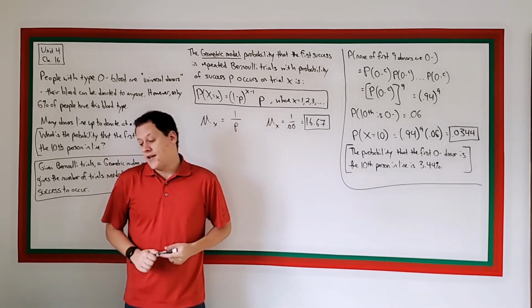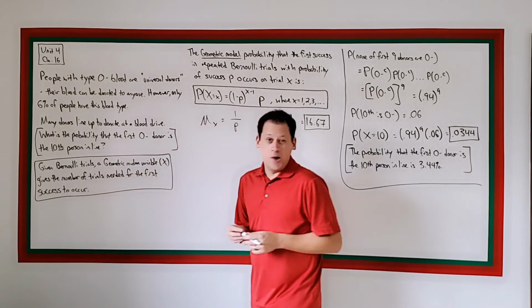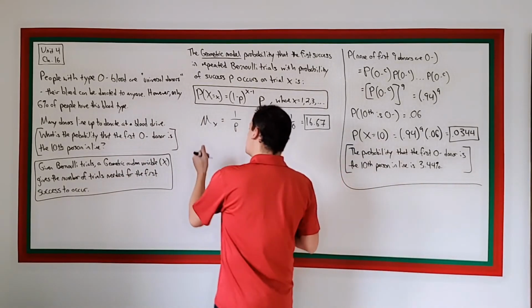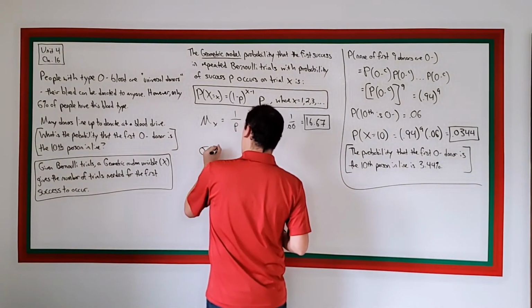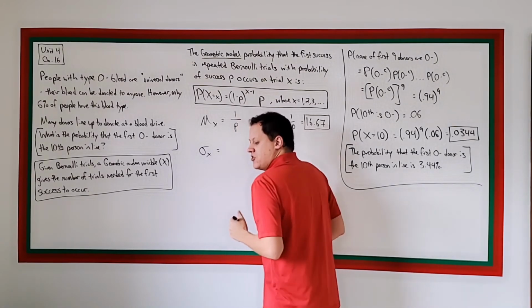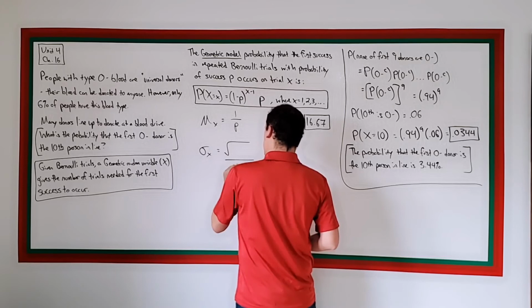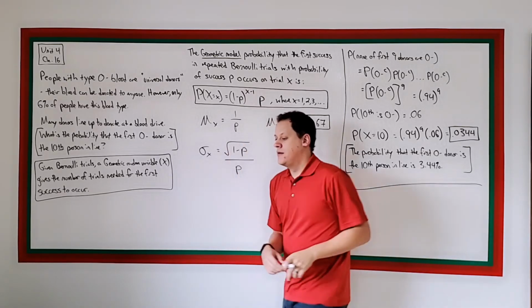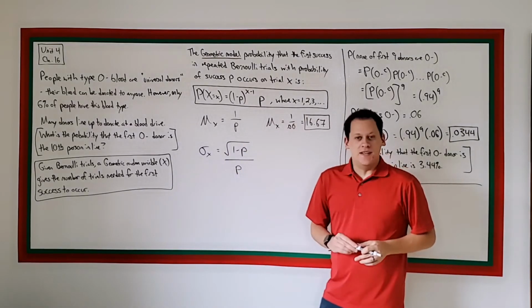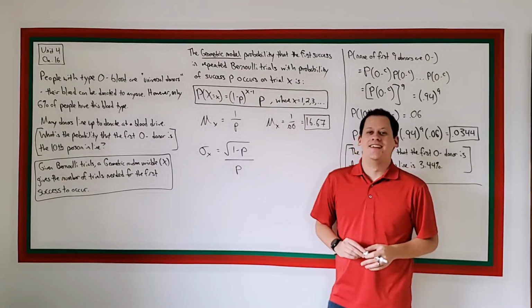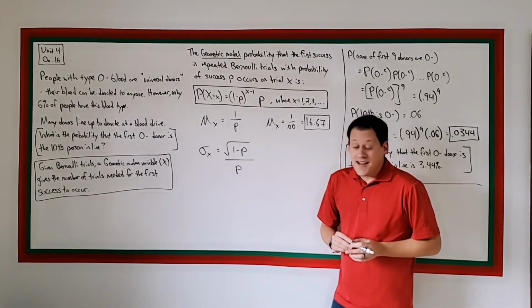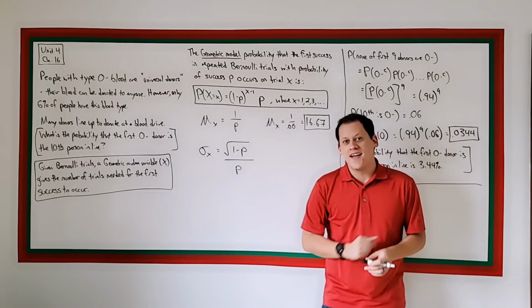Let's also find the standard deviation here. I'm just going to go ahead and give you the formula. I'm going to cheat this time. The standard deviation of a geometric random variable x is the square root of 1 minus p over p. Why is it that? I'm glad you asked.